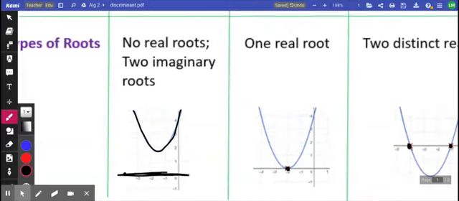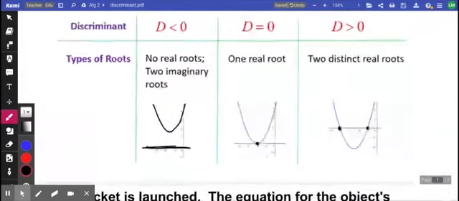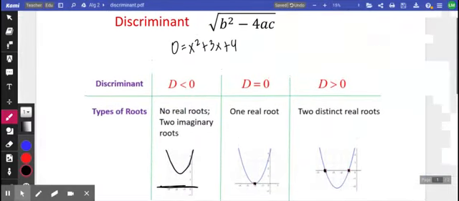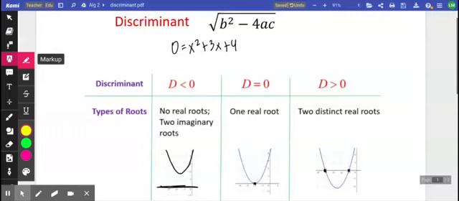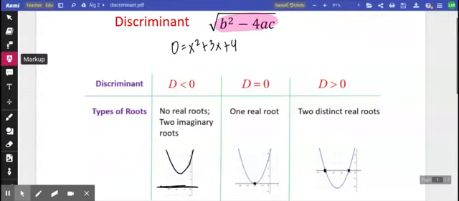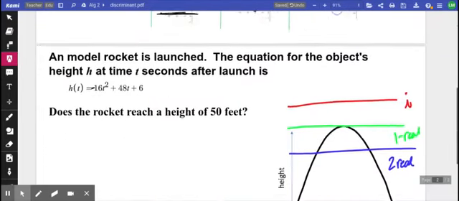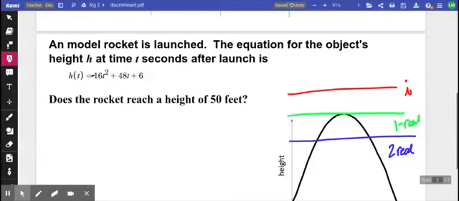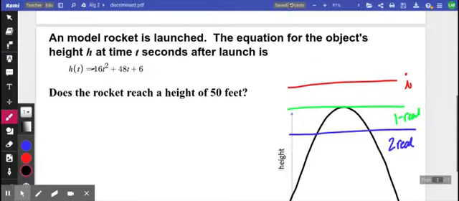And again, just think back to where those imaginary solutions come from. Well, they come from if we have inside of that radical a negative number, right? If my discriminant is negative, that's where i's are going to happen. Okay, let's see how we can use this real quick to solve a problem to see if a rocket that we're launching reaches a certain height.